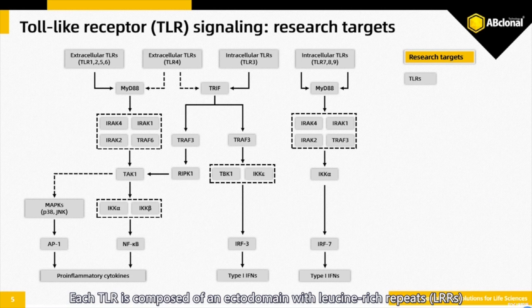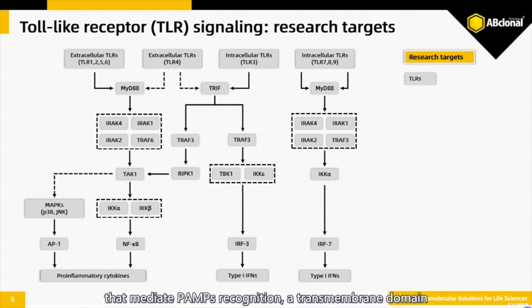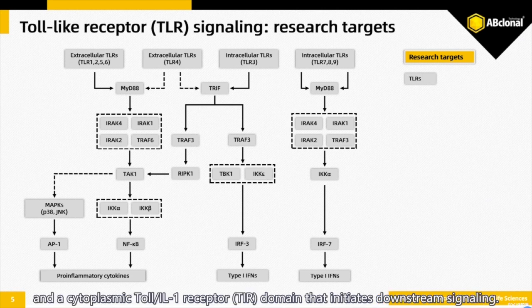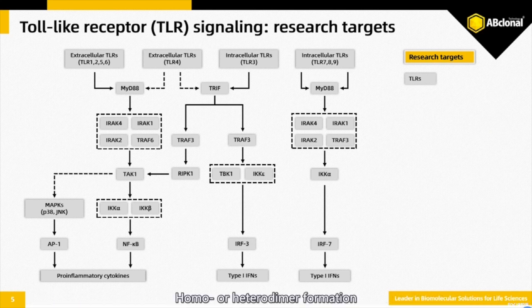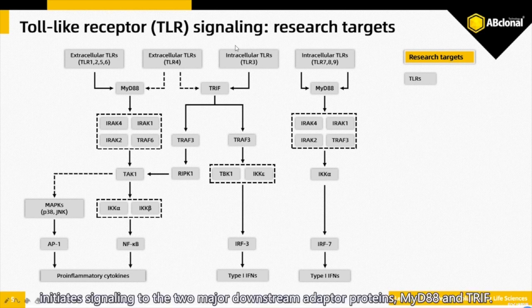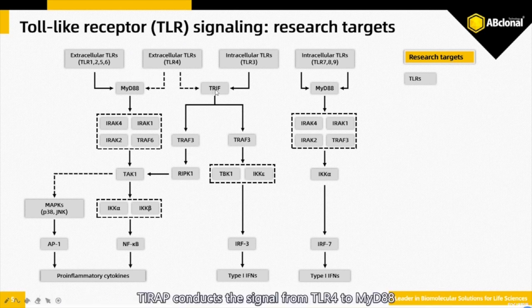Each TLR is composed of an ectodomain with leucine-rich repeats that mediate PAMP recognition, a transmembrane domain, and a cytoplasmic TIR domain that initiates downstream signaling. Homo or heterodimer formation initiates signaling to the two major downstream adapter proteins, MyD88 and TRIF. TIRAP conducts the signal from TLR4 to MyD88, and TRAM mediates the signal from TLR4 to TRIF.